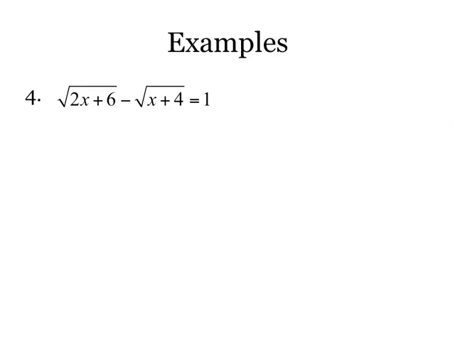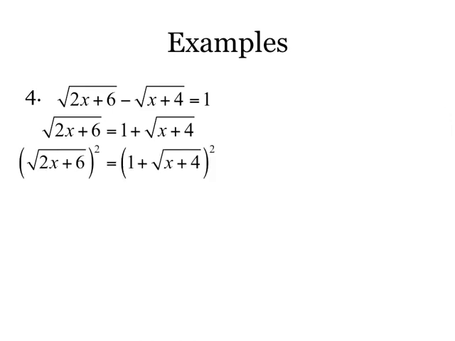side. So I'm going to move that square root of x plus 4 over to the right. Okay, now I can square both sides, and that gets rid of one of the radicals. So squaring both sides leaves me with 2x plus 6 on the left. Now on the right, you can think of this as 1 plus square root of x plus 4 times 1 plus square root of x plus 4, and multiply it out.